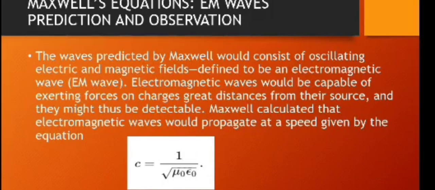c equals 1 over the square root of mu 0 times epsilon 0, where c stands for the speed of electromagnetic waves.